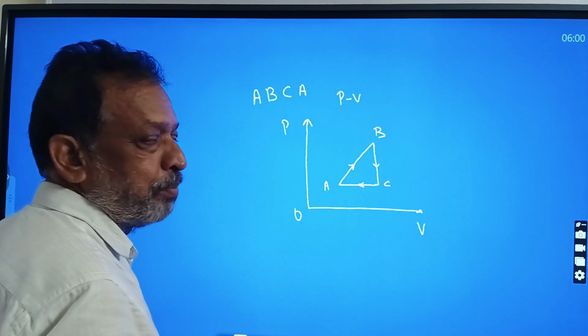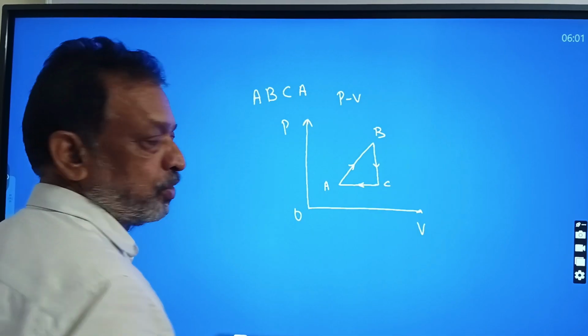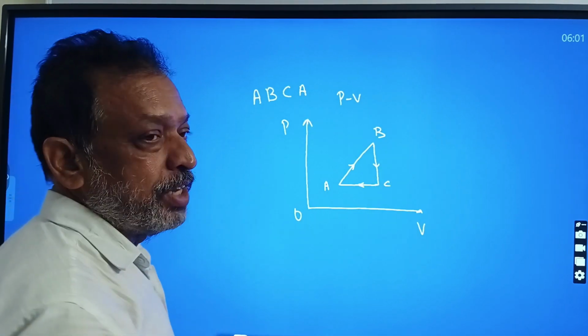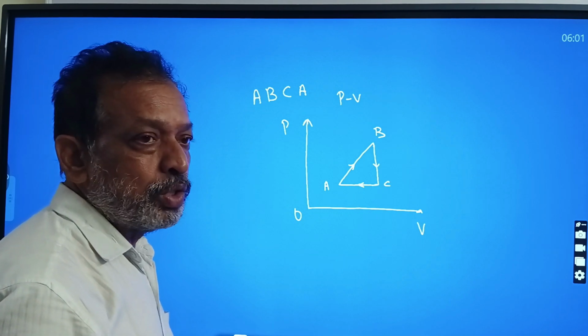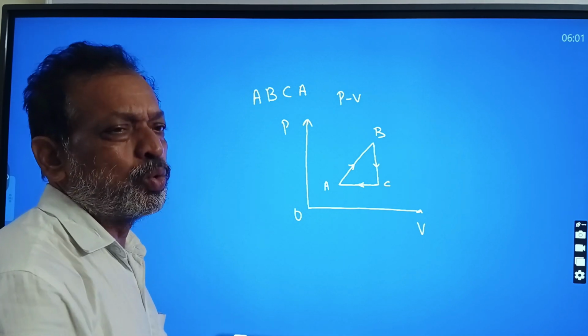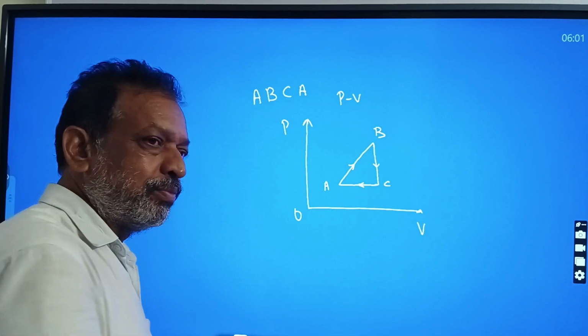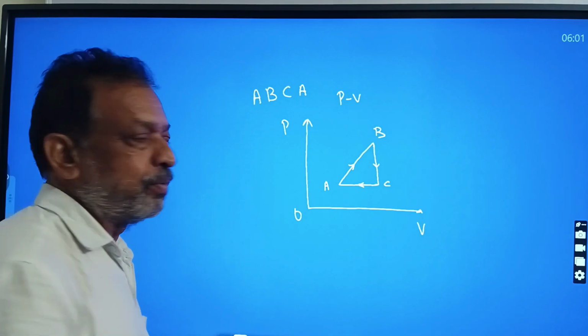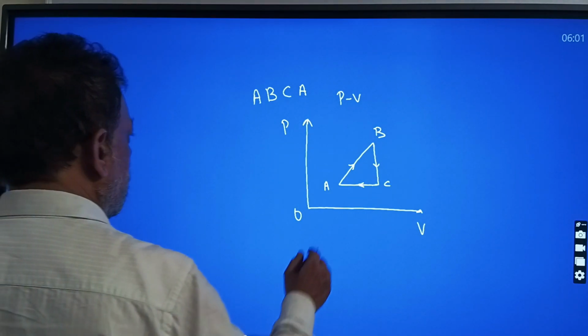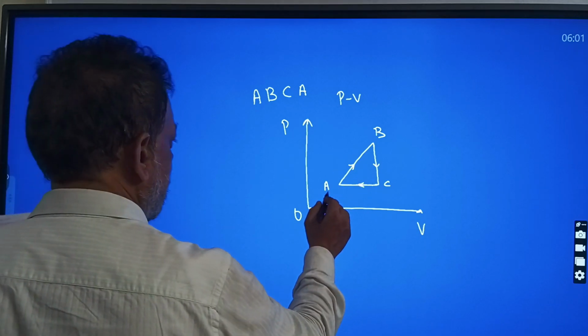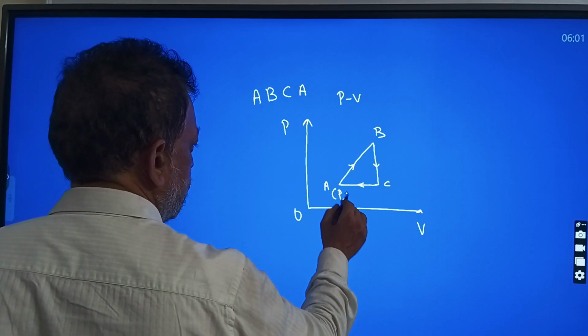So what is the work done, positive or negative? Positive. First we have to do that also. Sign is most important. Clockwise means positive, anti-clockwise negative. It's very simple: screw going inside is positive, screw coming out is negative.